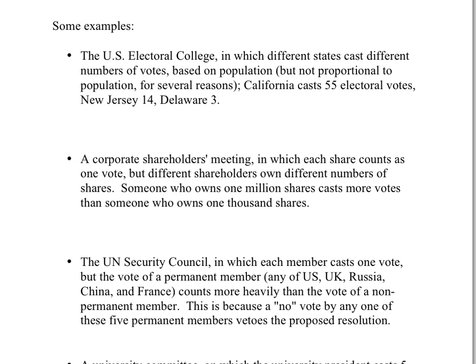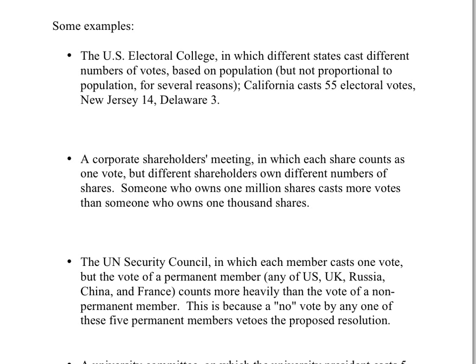Another example is a corporate shareholders meeting in which each share counts as one vote, but different shareholders own different numbers of shares. So someone who owns 1,000,000 shares should cast more votes than someone who owns 1,000 shares. That actually does make sense.